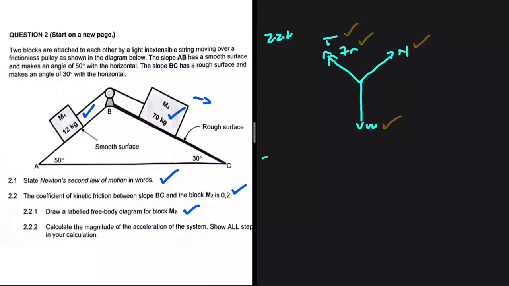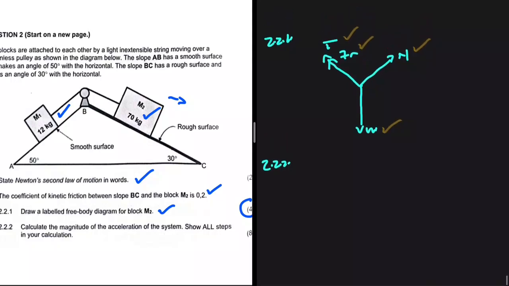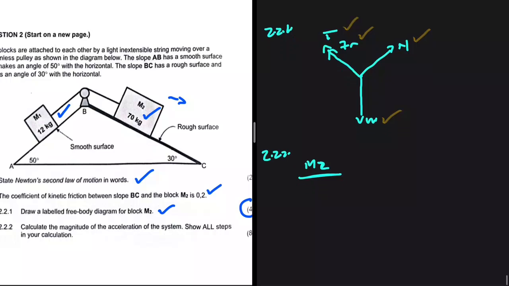Let's go ahead and do 2.2.2. Calculate the magnitude of the acceleration of the system. Show all steps in your calculation. Well, let's start with M2 because we already have a free body diagram. So this is for M2. Why am I writing M2? I want to show the person that is marking my script exactly what I'm talking about. I don't want any confusion whatsoever.